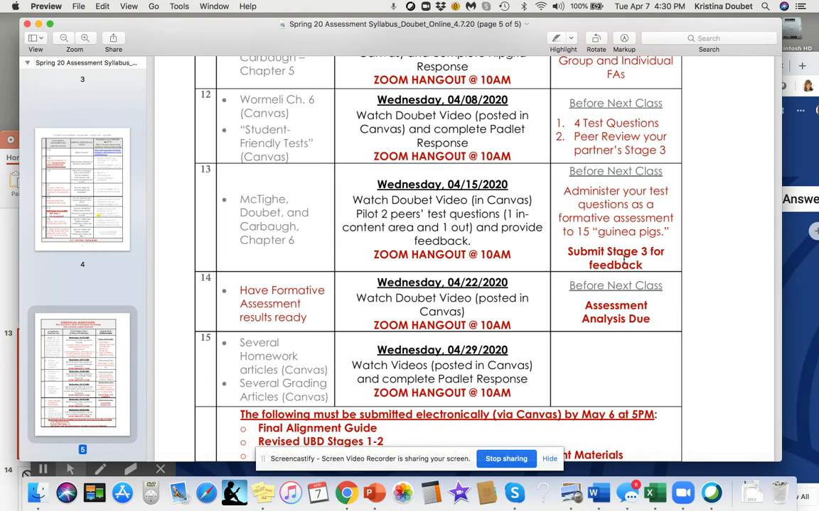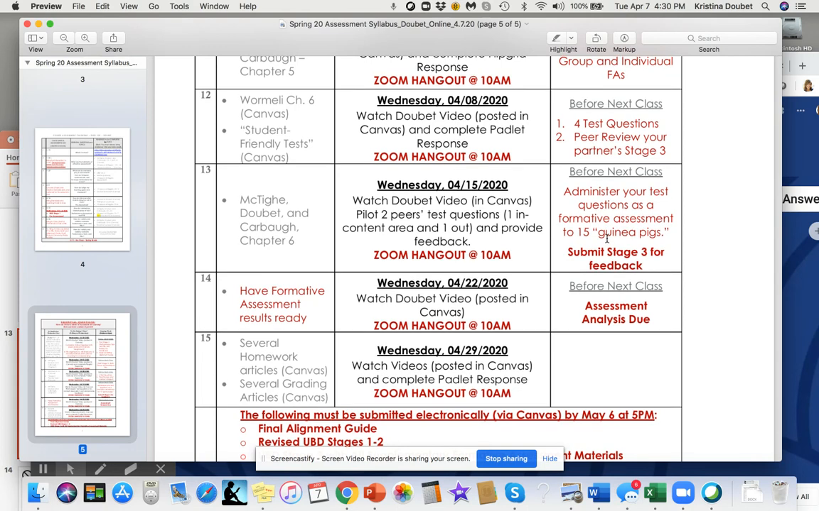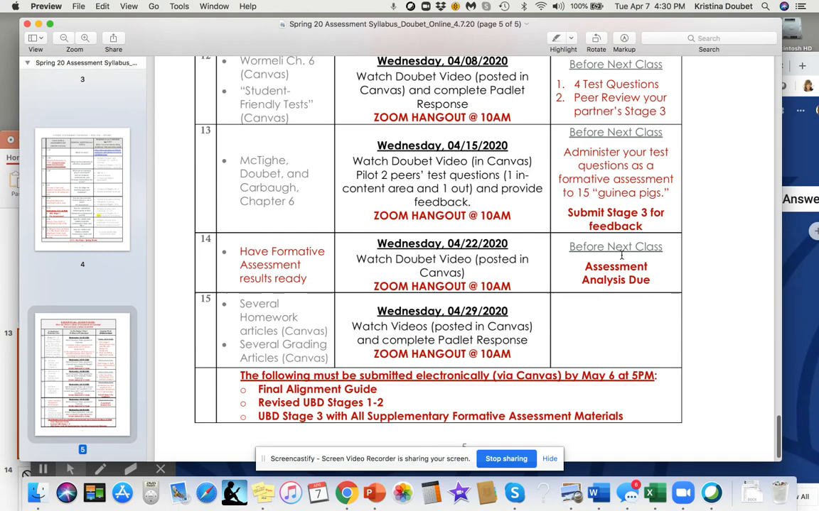Once you've submitted this, you've done all the raw material for your final. You'll have to do revisions based on the feedback you received from your stages 1 and 2, as well as the feedback that you'll get for stage 3. But you'll be pretty much ready to submit your final. This assessment analysis is the next thing that's due. And if you need more time for that, I can always extend it.